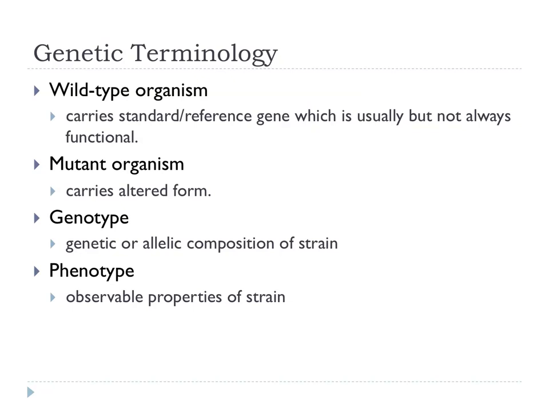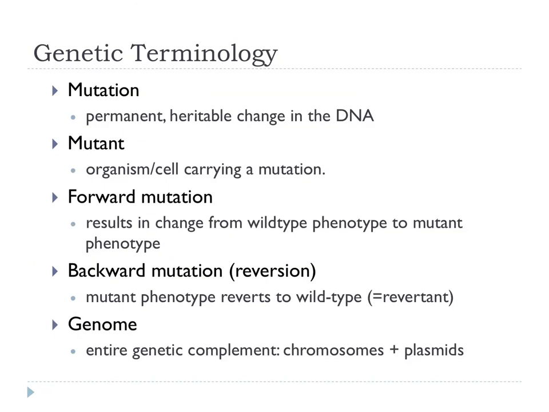Mutant organism, we have the mutant gene. We have a genotype describing the composition of the strain in terms of the genetic allelic composition, so which genes have which alleles, which genes have been knocked out, which genes might have insertions, and then the phenotype, the observable properties of the strain. Mutations are a permanent heritable change in the DNA. A mutant is an organism or a cell that's carrying a mutation. And we have forward mutations, where we go from wild type phenotype to something that's different, a mutant phenotype. And then you can get backward mutations or reversions, where you get a restoration of the wild-type phenotype.